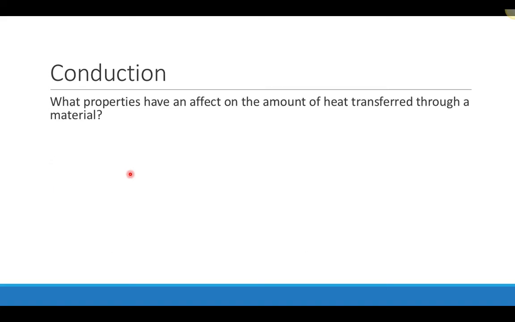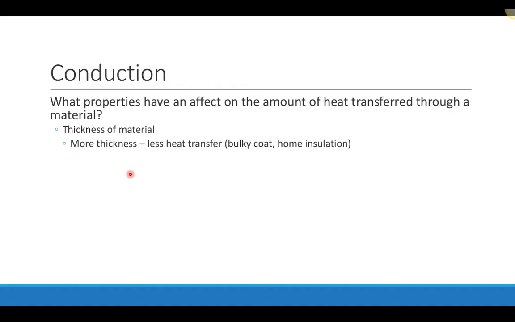So we could ask the question, what property could have an impact on the amount of heat that's actually transferred through the material? One thing that has an impact is the thickness of that material. The greater the thickness, the less heat that's transferred. If you're wearing a bulky coat, that is going to keep you warmer in general, because it's not going to allow the heat from your body to leave and go to the outside, which would be colder. Another example is home insulation.